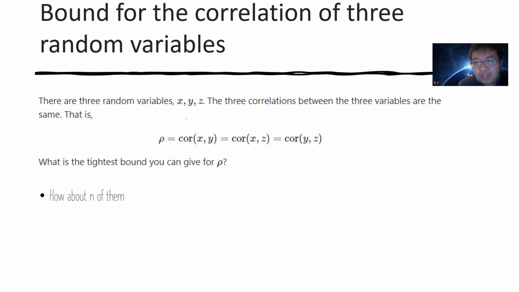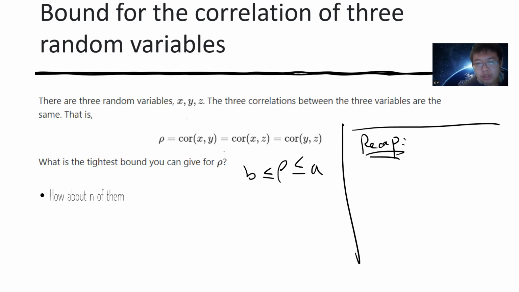So, very funny question. Let's dive in. There are three random variables x, y, z, and the three correlations between each pair of them are the same. Let's call it rho, and find the tightest bound you can for rho. What tightest bound means is that we want to know the upper bound of rho or the lower bound of rho. So, just a recap.